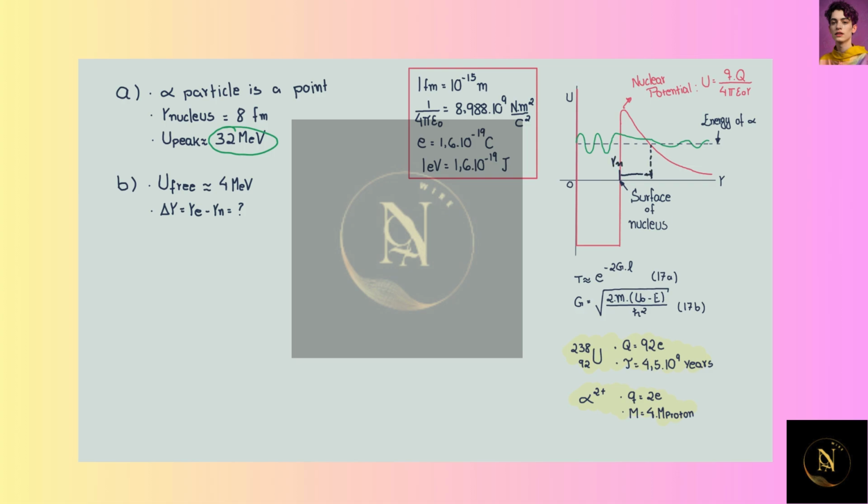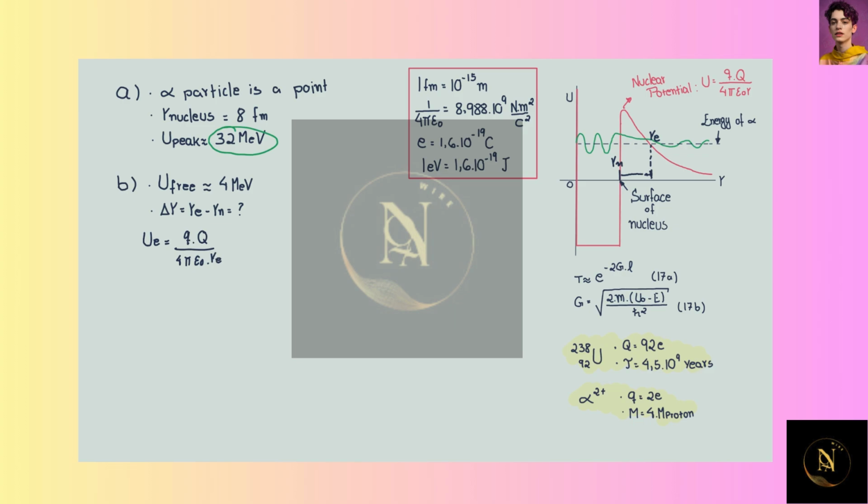The width is this quantity, this distance from this point to this point. This is the radius of the nucleus, and this is the radius of the exit, let me call it like that. Then the width is given by the radius at the exit minus the radius of the nucleus. Now, how can we evaluate this quantity? We begin by evaluating what is the radius at the exit. For that, we use this expression. So, the potential at the exit is equal to Q times Q divided by 4 times pi times epsilon 0 times the radius at the exit.